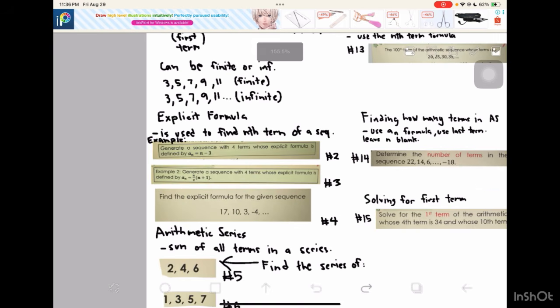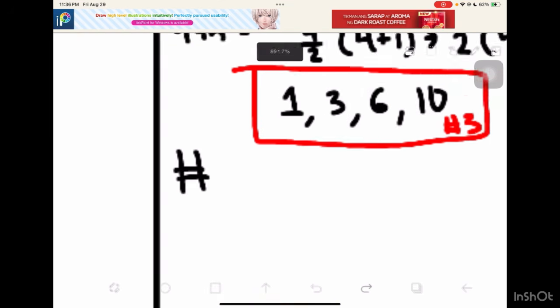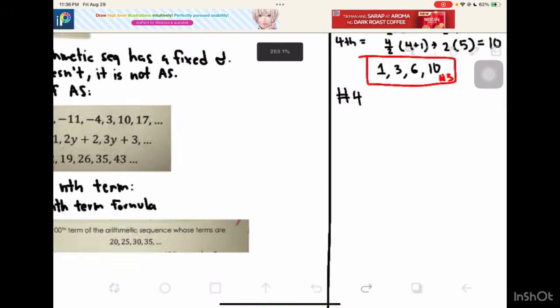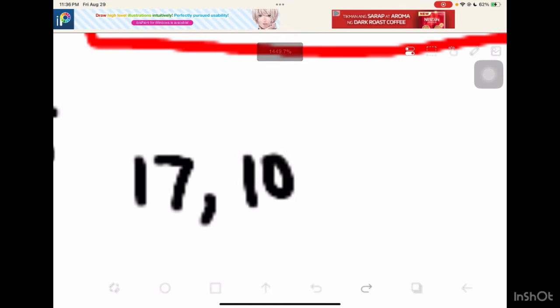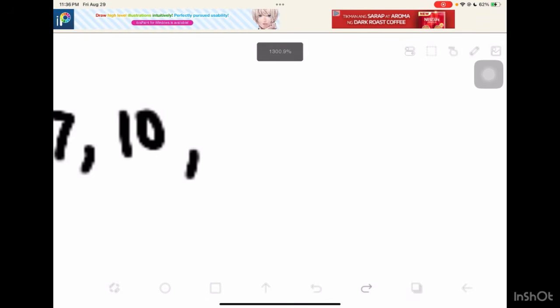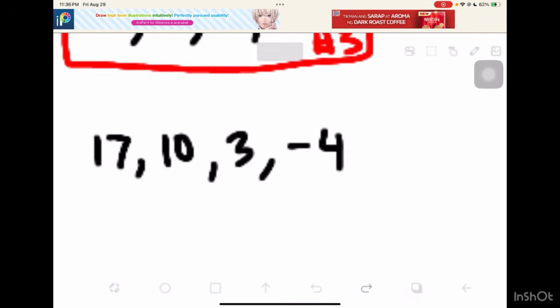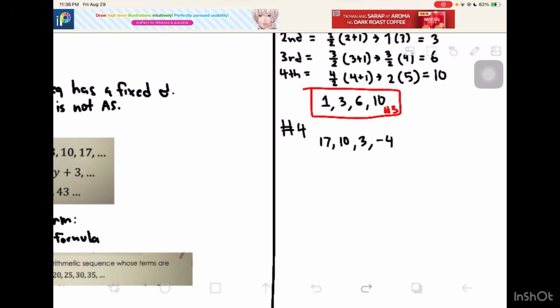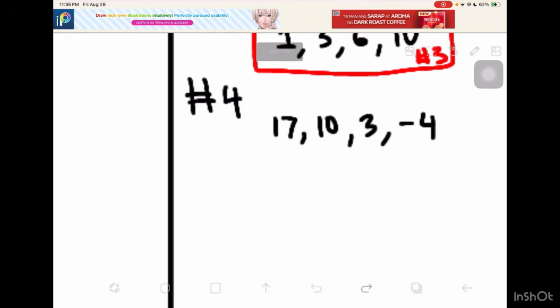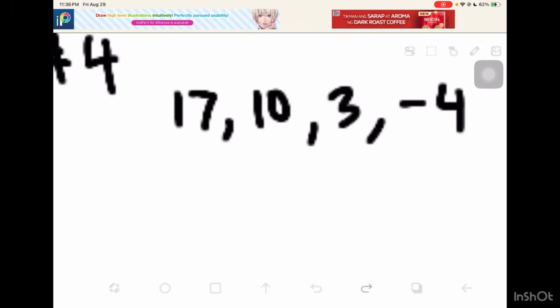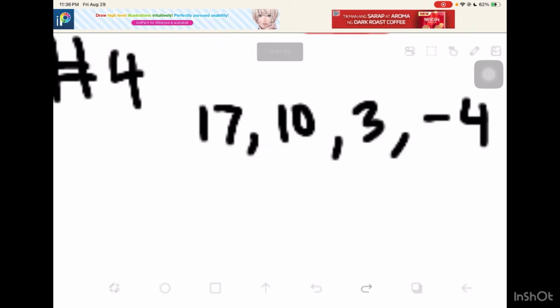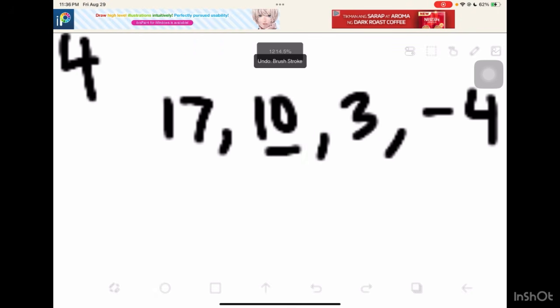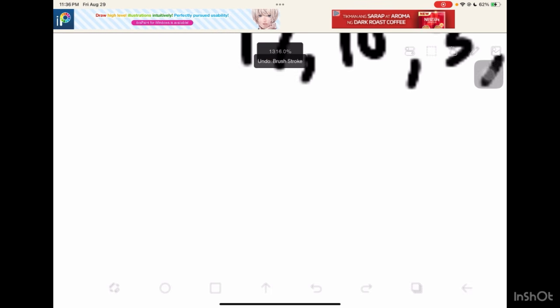Number 4, now we get to find the explicit formula. For number 4, we have the sequence 17, 10, 3, and negative 4. I'm going to teach you a little shortcut that you can use in a solution. First we want to find the common difference. The common difference is this term minus this term. We can pick the second term minus the first term or the third term minus the second term. It doesn't matter.